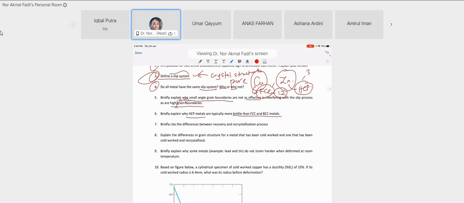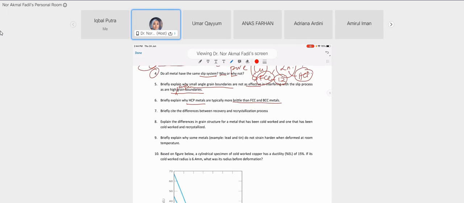Okay. So why are HCP metals typically more brittle than FCC and BCC? It is referring to the slip system. You need to explain in detail. So far, do you have any problem understanding the relationship between slip system and the crystal structure? Is there anyone who still doesn't understand? Okay, so far so good. Alright.